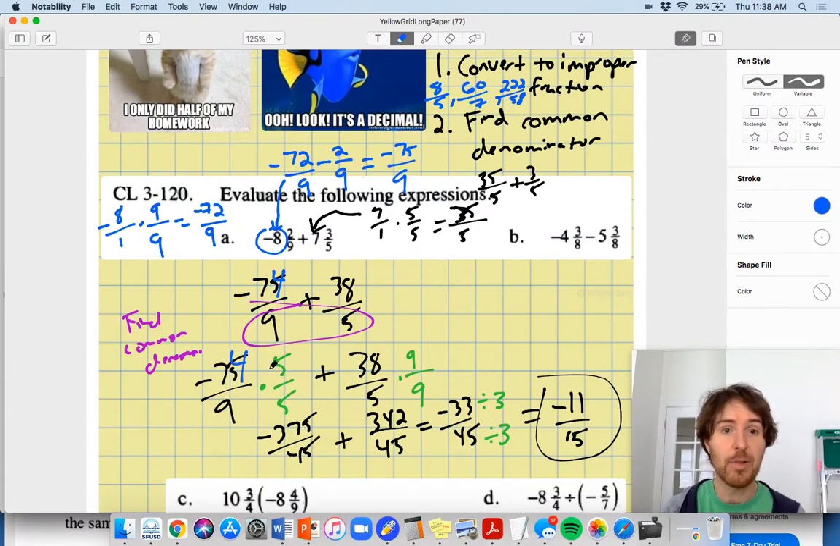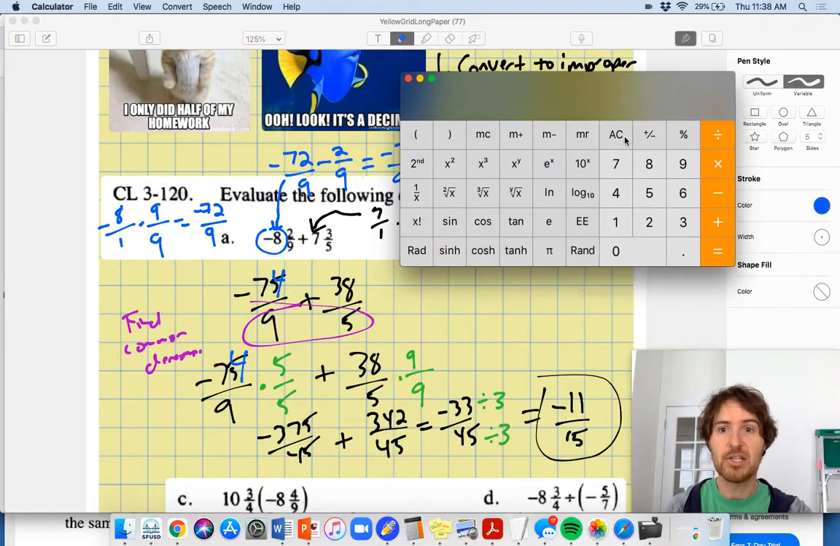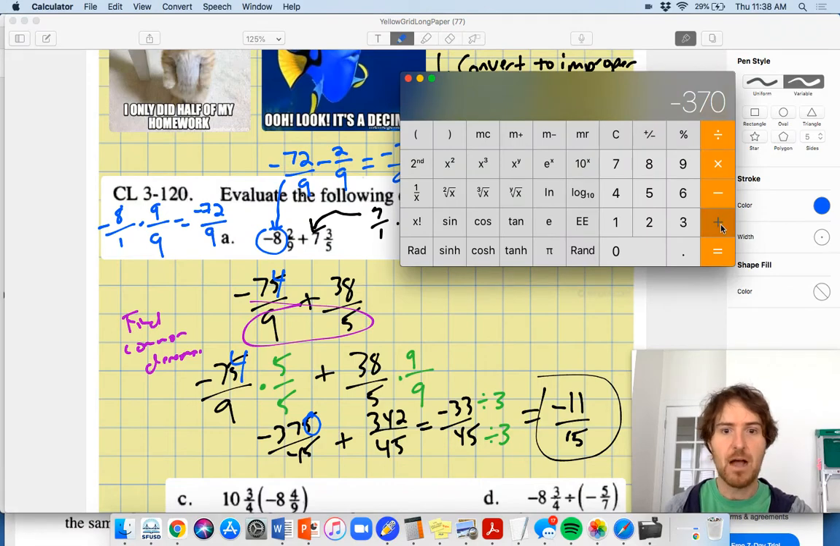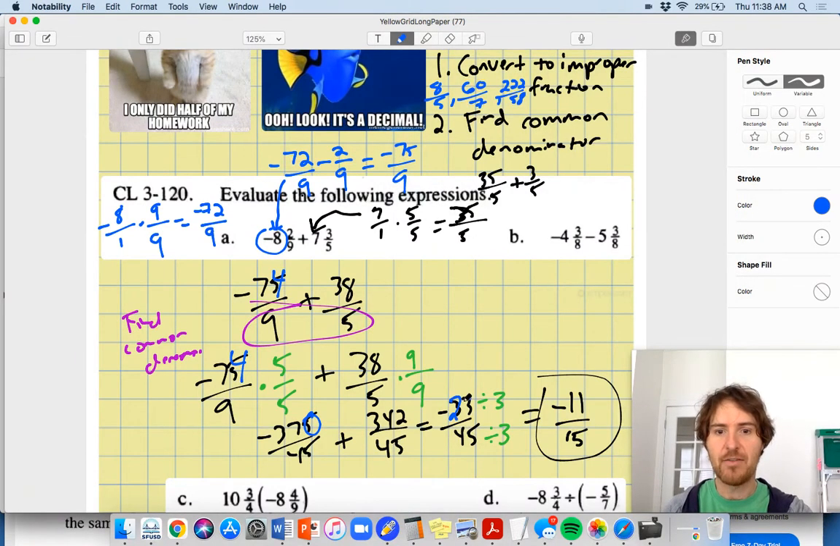This changes the whole complexion of the problem because this got multiplied by 5 a little bit later. So let's just prove to you that I know my mistake. You might have trouble following here. So I'm going to do times 5. Okay, that's negative 370 here instead of 375. Okay, negative 370 plus 342. Okay, that would equal negative 28. And there you have it, negative 28.